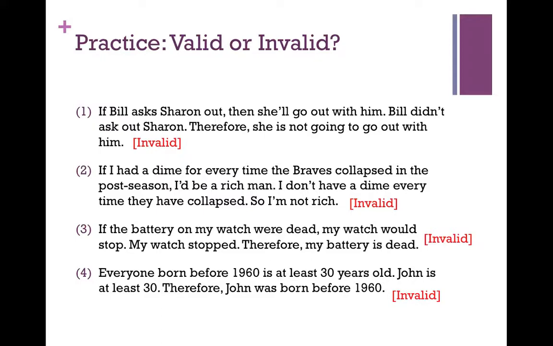If you were born 30 years from today, and that 30 years from today is well after 1960, right? It's well after 1960. So you could have been born in 1980, let's say, and you'd be at least 30 if you were born in 1980, but you would not have been born before 1960. So you had to pay attention to the language in this one in order to get it right, but it is an invalid argument because we can think of a way in which the premises are true and the conclusion is false.